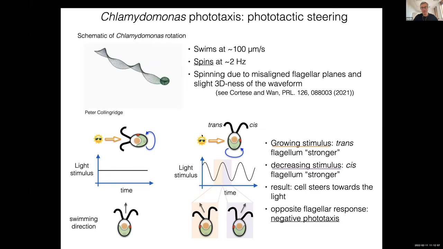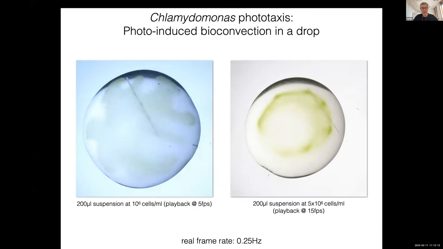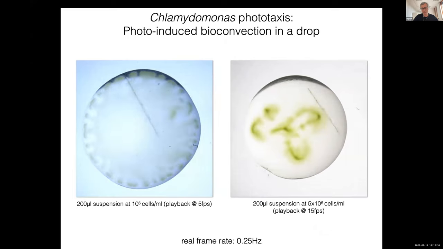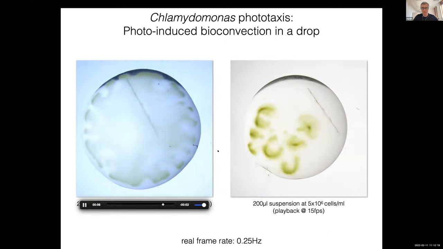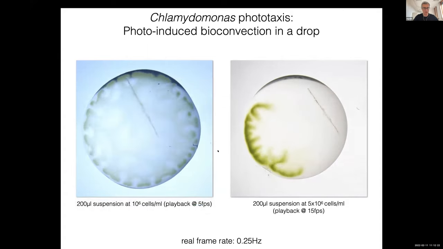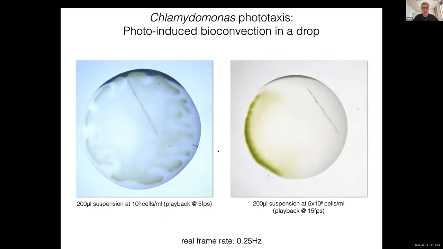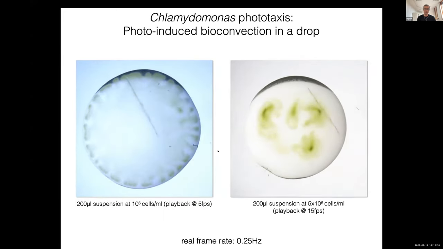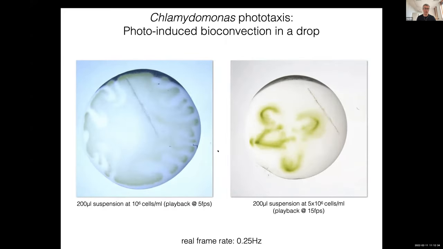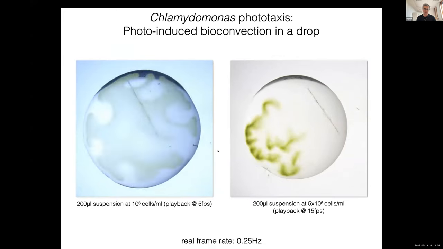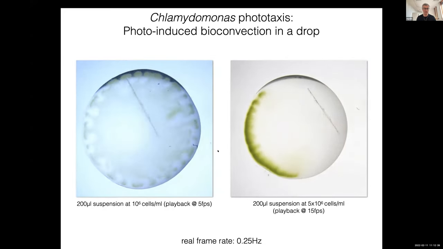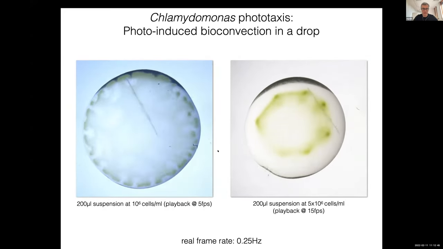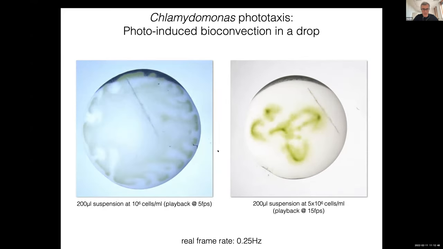The biological implementation is not as trivial, but conceptually it is not that difficult to understand, and it manages to generate quite interesting patterns. So this, for example, is an example of photo-induced bioconvection. What you have here are two small drops, a fifth of a milliliter each. I placed these suspensions of cells on top of a screen that can be turned on. The cells in the drop are uniformly distributed when the light is off, and when the light is turned on, they generate these nice patterns.